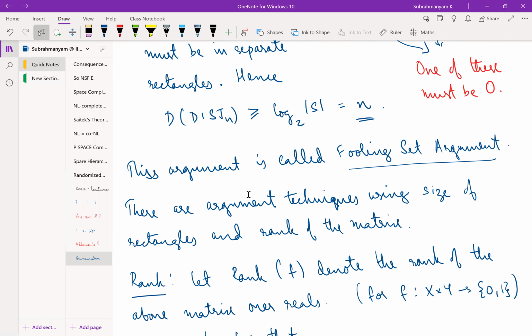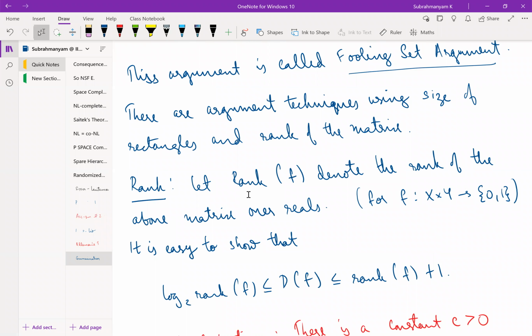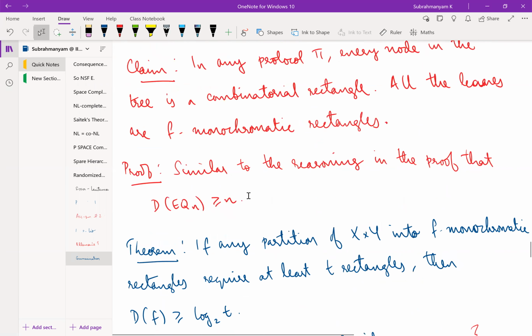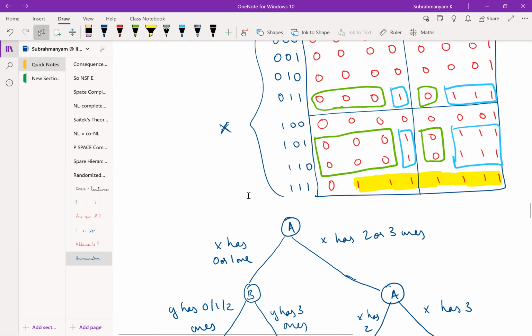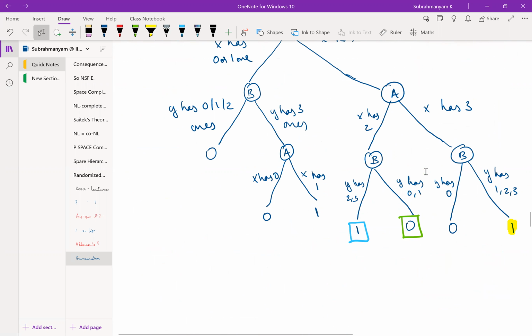And there are other argument techniques using the size of the matrix, the size of the rectangles, the rank of the matrix, and other things like discrepancy. There are so many other techniques used, but we don't have time to go into all of that. I'll just quickly mention rank. So we have this matrix that we defined, right? For 0-1 functions, we could talk about the rank of this matrix.